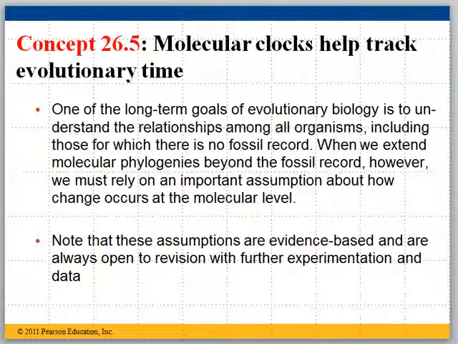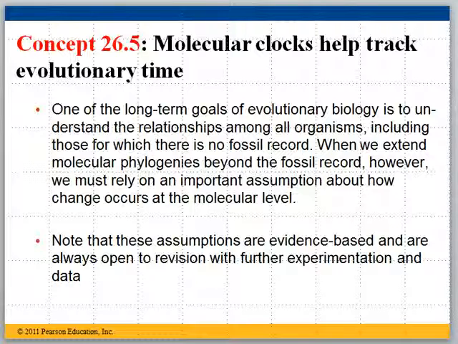One of the long-term goals of evolutionary biology is to understand the relationship among all organisms all the way back to the very beginning, and that would include creatures for which there is no fossil record, whether they are soft-bodied or perhaps they didn't leave fossils or we haven't found those fossils, or perhaps we are reverting back to a time frame billions of years ago to where we have very few available fossils from that time.